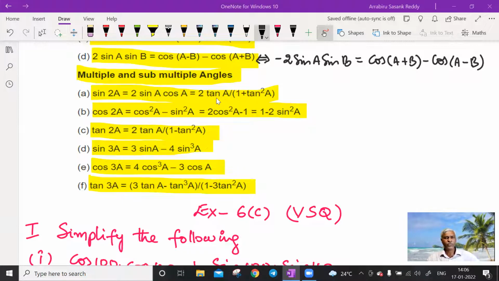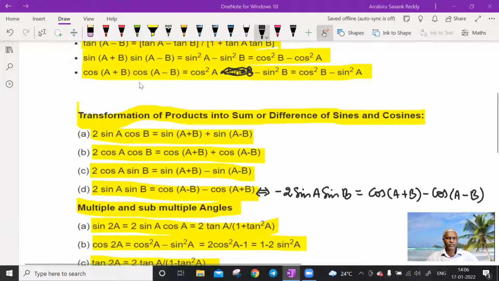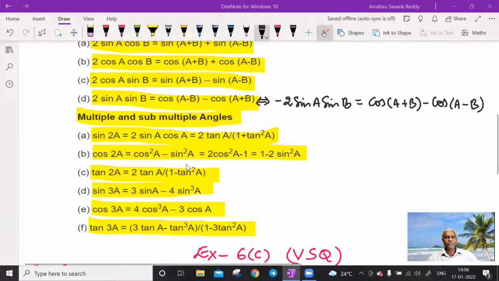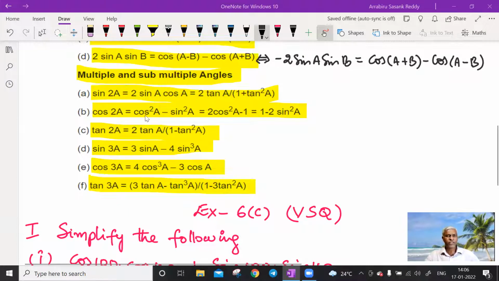This is also equal to 2 tan A by 1 plus tan square A for sin 2A. For cos 2A, it is cos square A minus sin square A. You can derive these formulas from the sum of the angles A plus B; you replace B with A and you will get this one.